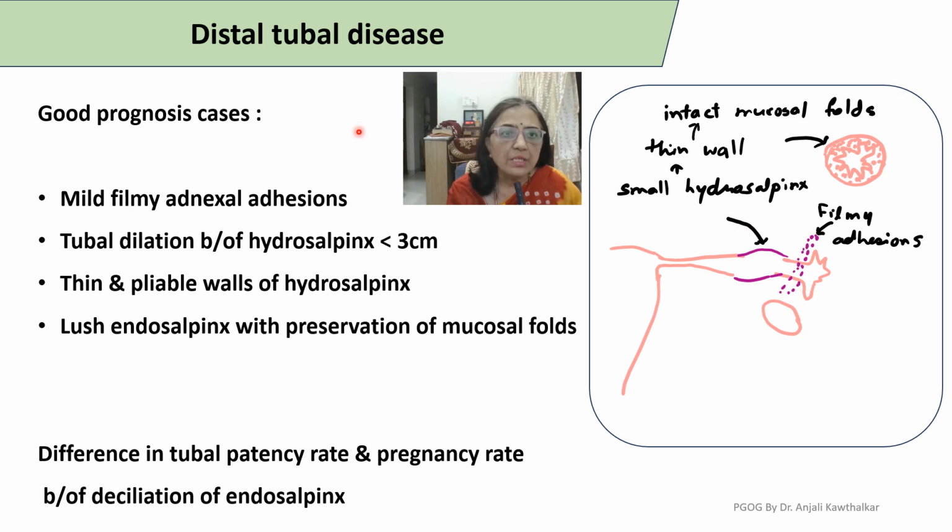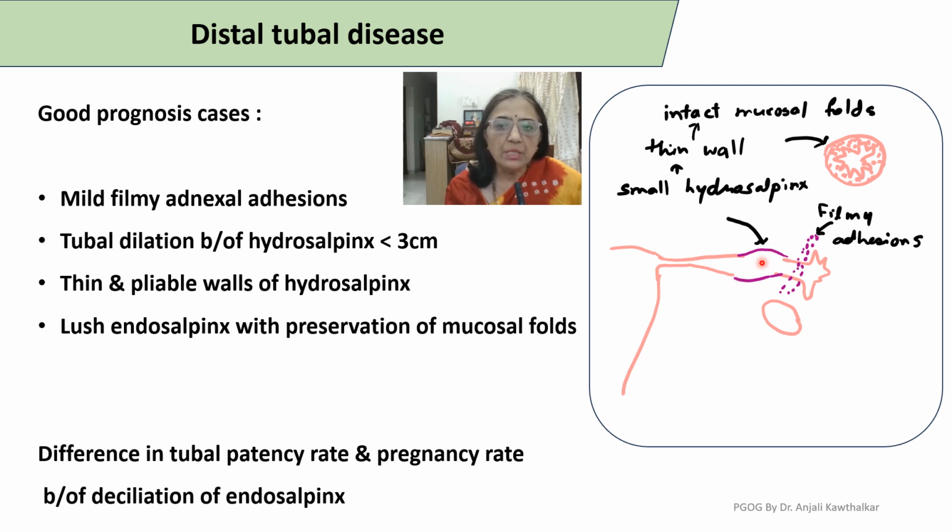Coming to distal tubal disease, it is divided into two parts. One type of patients is called good prognosis cases, and the other type is called bad prognosis cases. Good prognosis cases are those where, though adhesions are there, the adhesions are mild and flimsy. Tubal dilatation leading to hydrosalpinx is small; the size of the hydrosalpinx is less than 3 centimeters in diameter. Walls of the hydrosalpinx are thin and pliable.